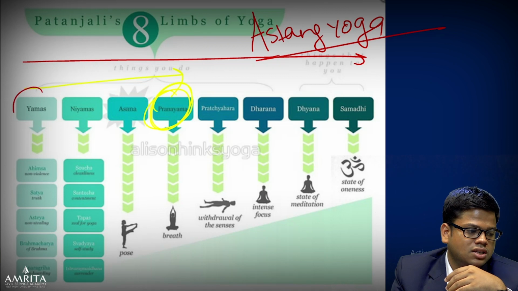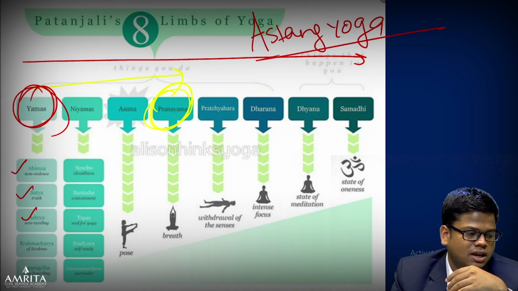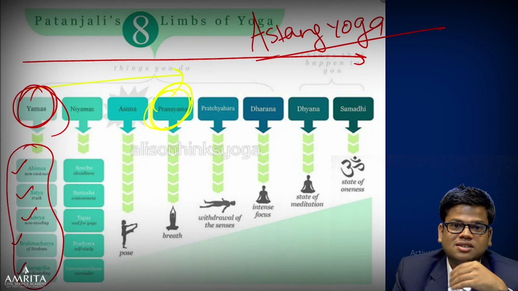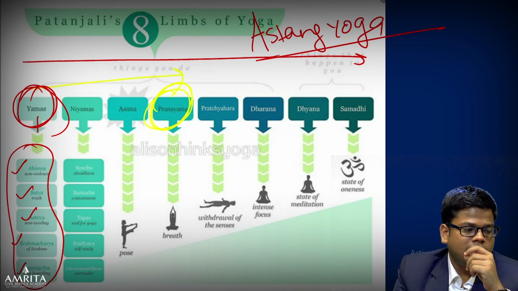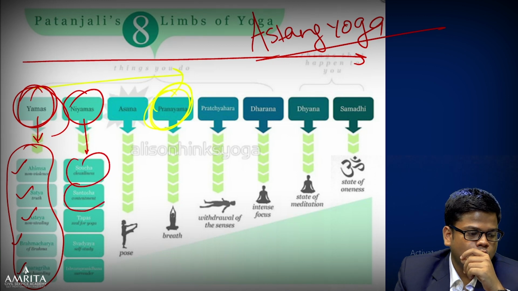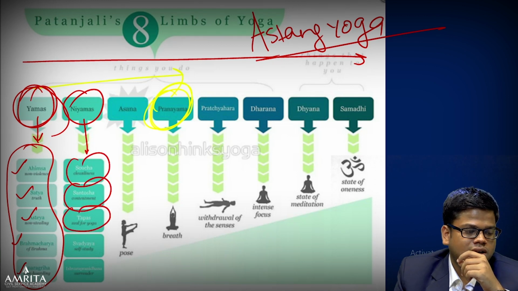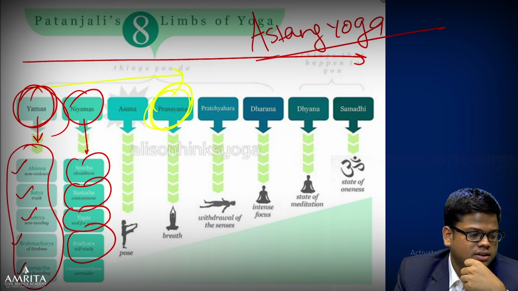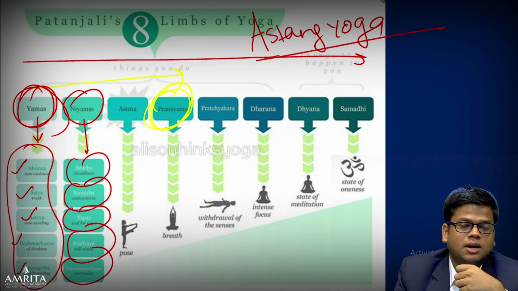It starts with Yama. Yama consists of these steps: Ahimsa, Satya, Asteya, Brahmacharya, and Aparigraha. Do you remember any resemblance? The Panch Mahavrat of Jainism. So Yama has these five steps. Then Niyama: Shaucha, that is cleanliness; Santosh, that is contentment; Tapas, that is austerity; then Swadhyaya, self-study; and finally Ishwar Pranidhana.